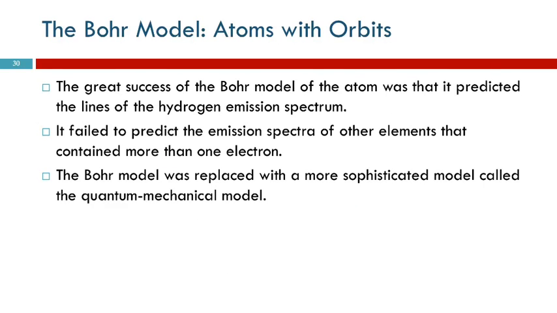So the Bohr model was extremely successful for hydrogen. It predicted the lines of hydrogen emission. You could do calculations and find out all kinds of cool stuff. Unfortunately, it doesn't work with even helium that has 2 electrons. So that was a bummer. So it was replaced with a more sophisticated model called the quantum mechanical model. And this is what blows people's brains up.